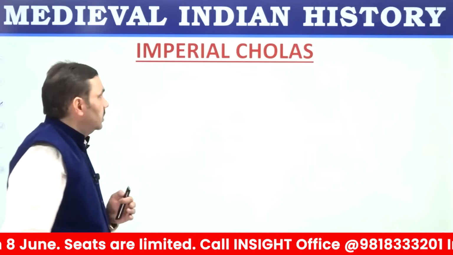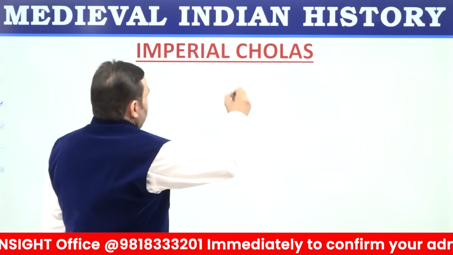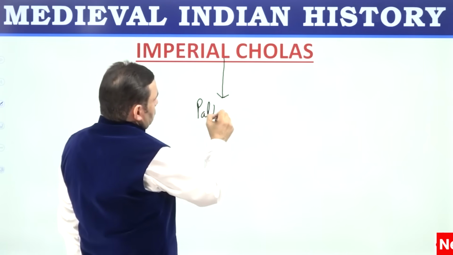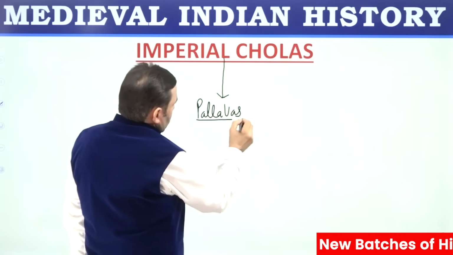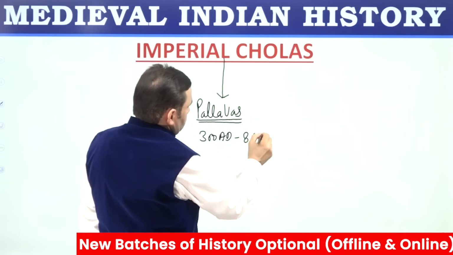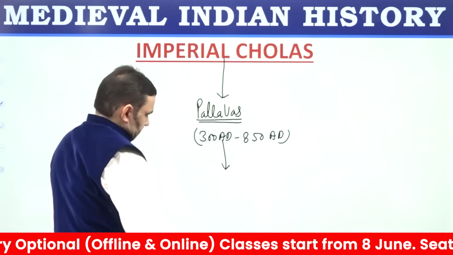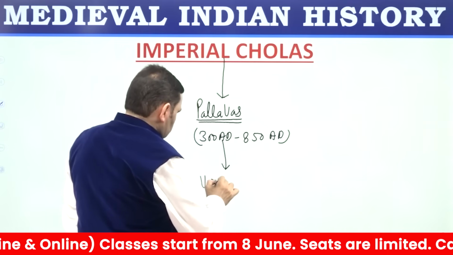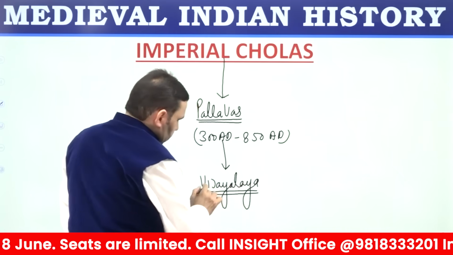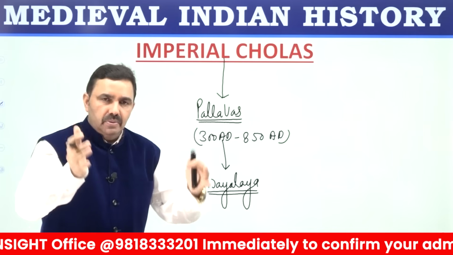If you move into the south of Deccan or South India typically, Cholas overthrew Pallavas. As I told you, Pallavas were from 300 AD to 850 AD. And last Pallava king was overthrown by his Chola feudatory. Feudatory means subordinate ruler, like the boss and somebody under him, a smaller ruler.